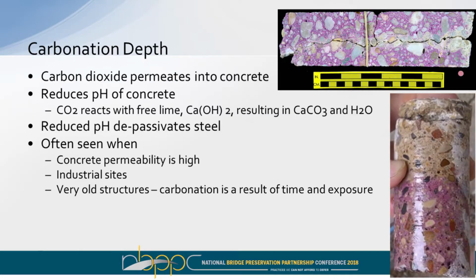Specifically, as you see here, is a pH indicator solution on a core. The purple pink is where the pH is high, and you can see a crack where it's clear, and that's where the pH has dropped. So any kind of cracking or joints in the concrete can allow carbonation to reduce the pH around the concrete and around the steel and cause corrosion. We often see this when concrete permeability is high, industrial sites, or very old structures.